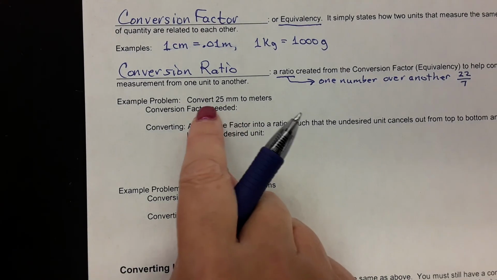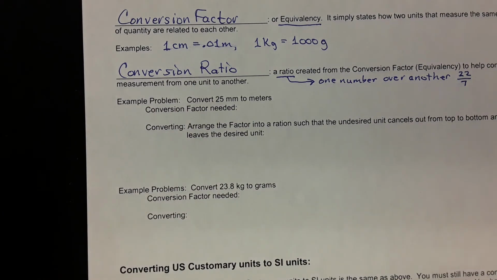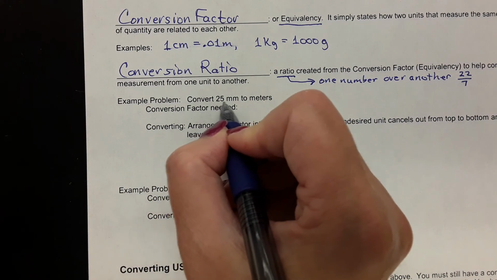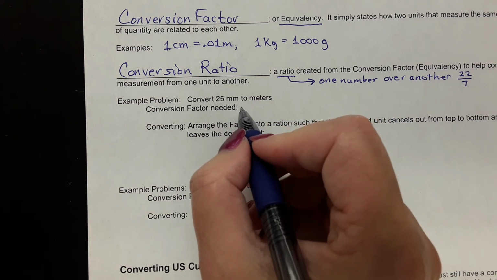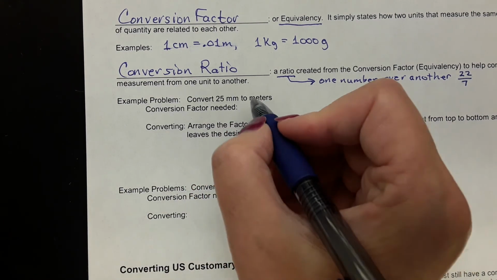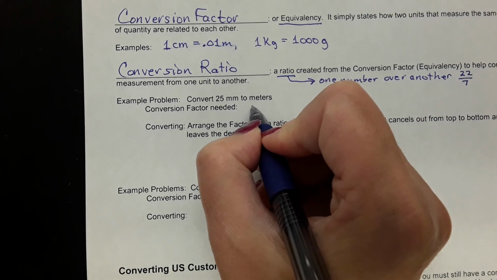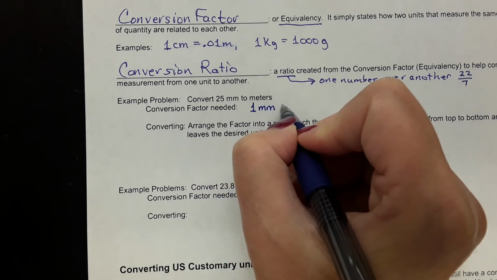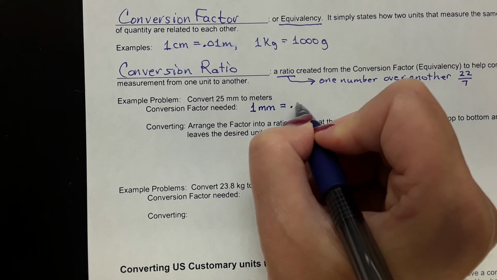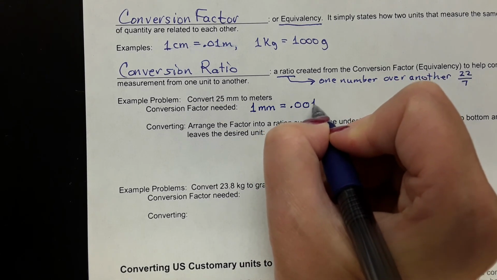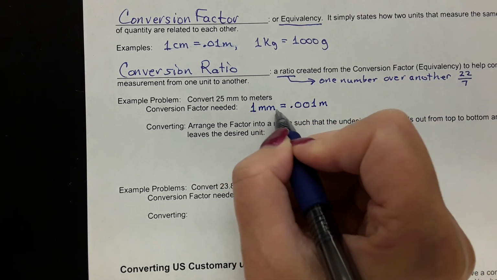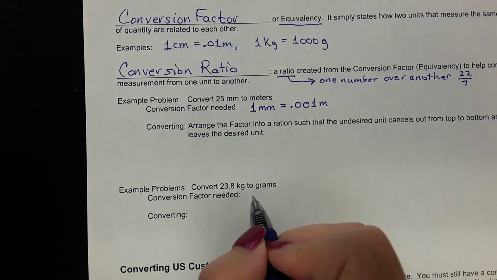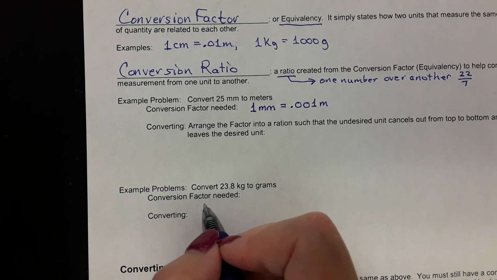So let's look. Convert 25 millimeters to meters. All right, well, the first thing you need to convert 25 millimeters to meters is a conversion factor. Well, we know one. We know that 1 millimeter equals 0.001 meters. 1 millimeter is 1/1000th of a meter. We saw that on the little table a moment ago.